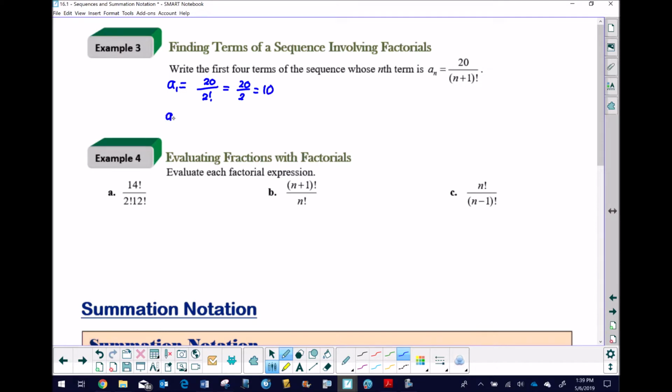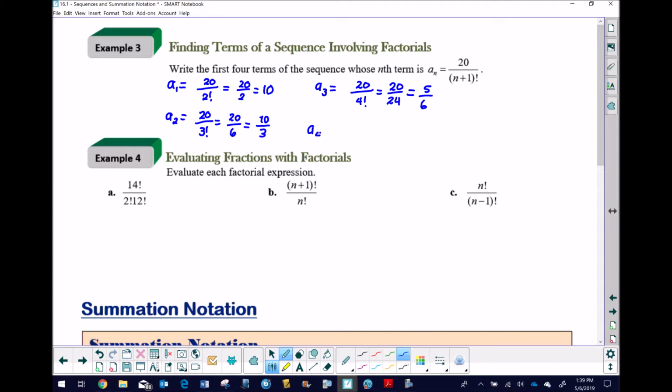Now for a sub 2, we're going to have 20 over 2 plus 1, which is 3 factorial, which is 20 over 6. And if we wanted to reduce that, we would get 10 thirds. Remember, all things on multiple choice will be reduced. Free response, I really don't care what you guys do, as long as it's accurate. 20 over 3 plus 1, which is 4 factorial. So what is that? 20 over 24. And if you want to reduce that, 5/6, is that right? Divide top and bottom by 4.